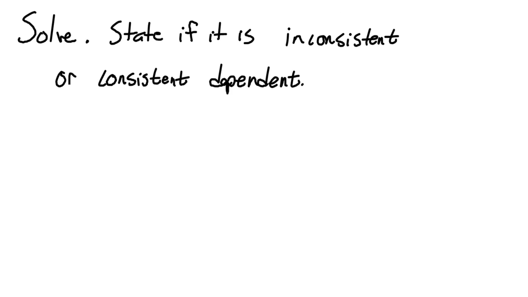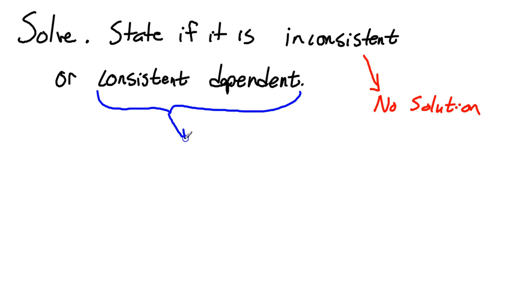Okay, so here's the two things you got to know. When it talks about if it's inconsistent or if it's consistent dependent, those are just a fancier way of saying that if it's inconsistent, that one means it's no solution. Yep. If it's consistent dependent, that just means that's fancy for infinitely many solutions.